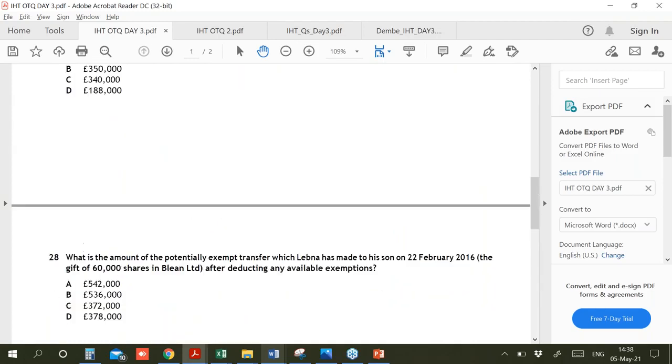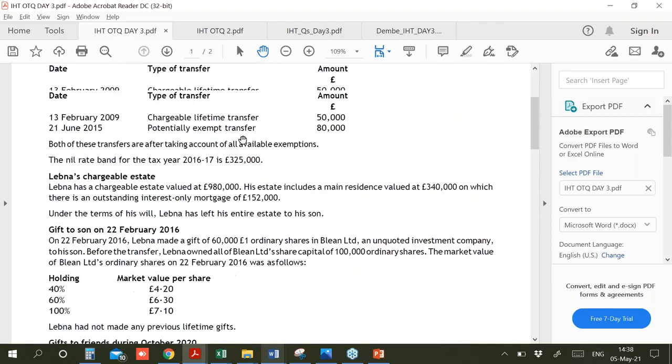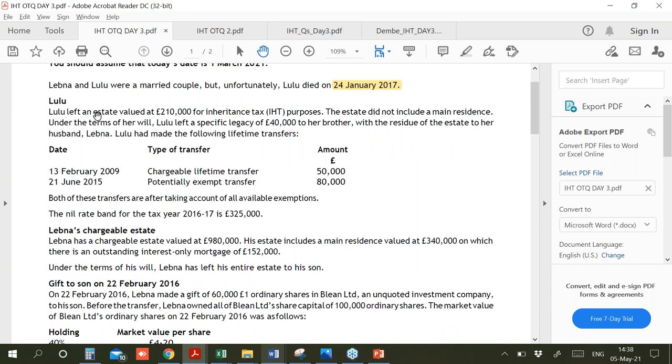Now, thank you, Sally, but you were very quick. Let me read the question. Lulu left an estate valued at 210 for inheritance tax purposes. The estate did not include the main residence. Under the terms of her will, Lulu left a specific legacy of 40,000 to her brother, with the rest of the estate to her husband, Lebna. Lulu had made the following lifetime transfers.